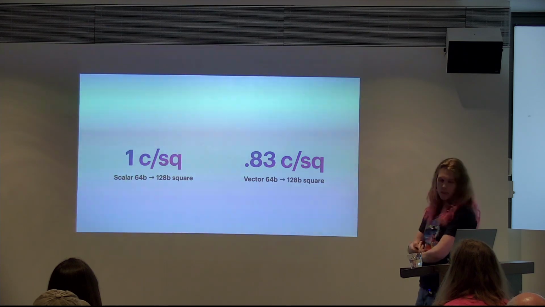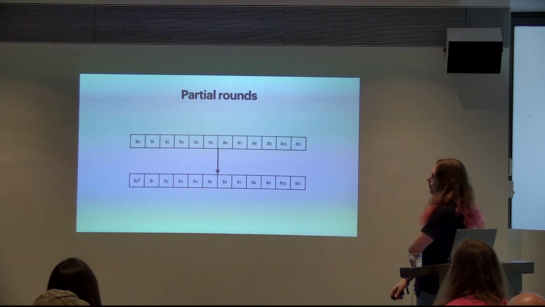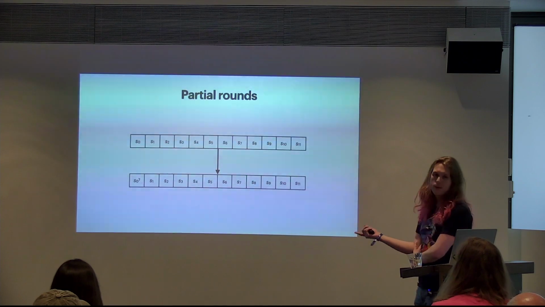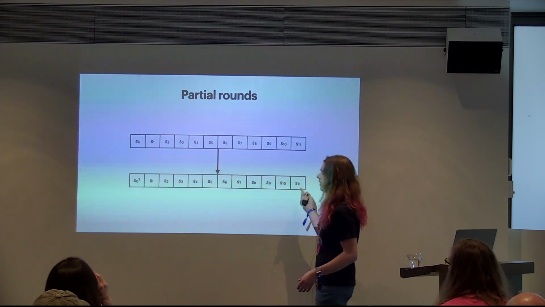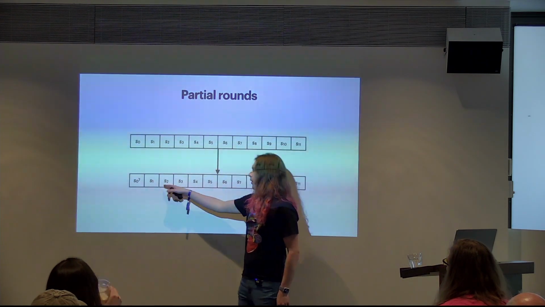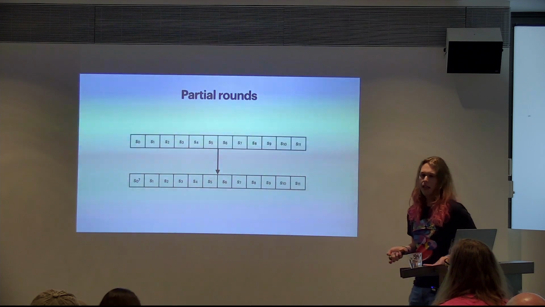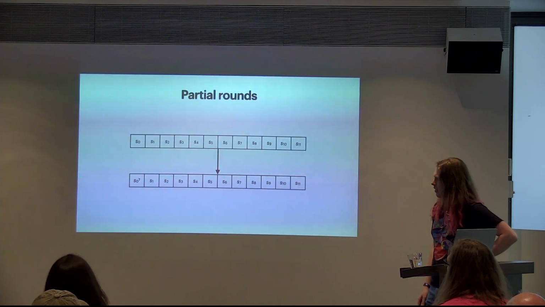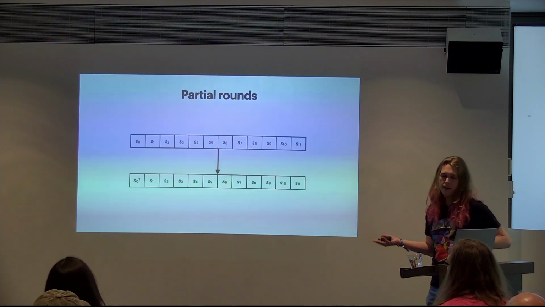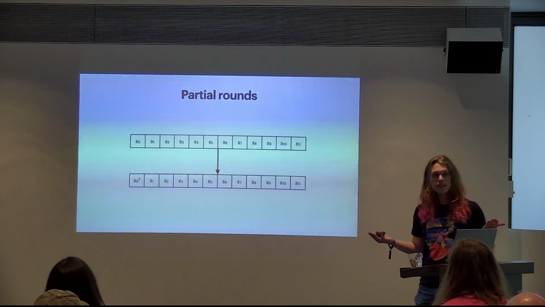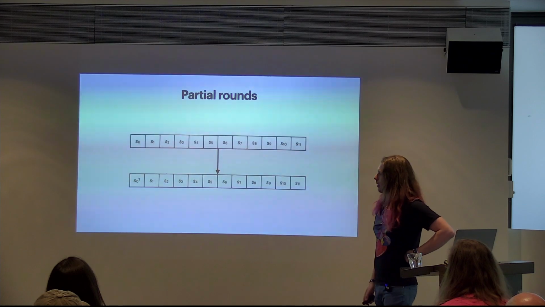Now, for the partial rounds, we can't do the same thing, right? We're applying one operation to one thing. We don't have enough work to apply vector instructions. So firstly, we do have to do it in scalar in order to minimize the latency. That's what we're bound by.